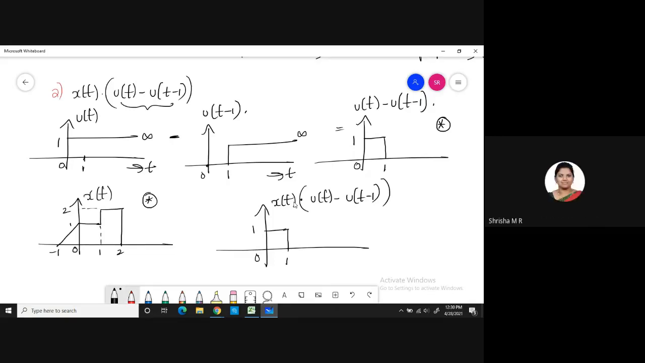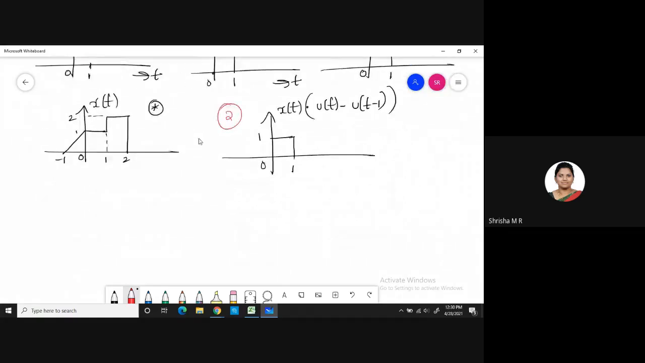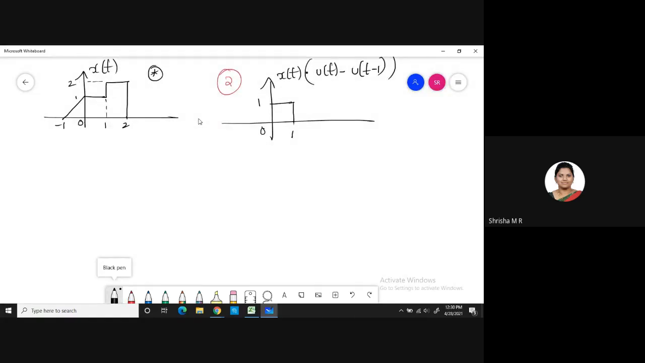So till here done. This is our second waveform, which they have told to plot. What is the third one they are telling us to plot? Third plot is x of t into delta of t minus 3 by 2. What signal is this? Impulse, ma'am. Delta of t minus 3 by 2. So first we'll try to plot this impulse signal, then we'll multiply with x of t.